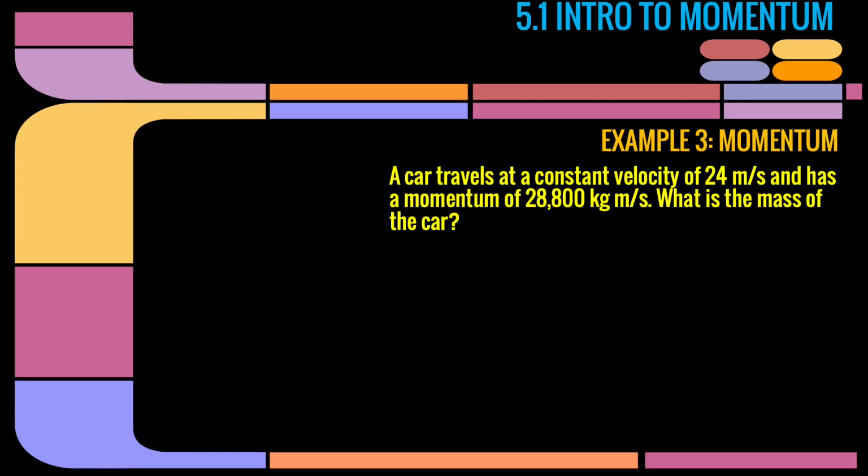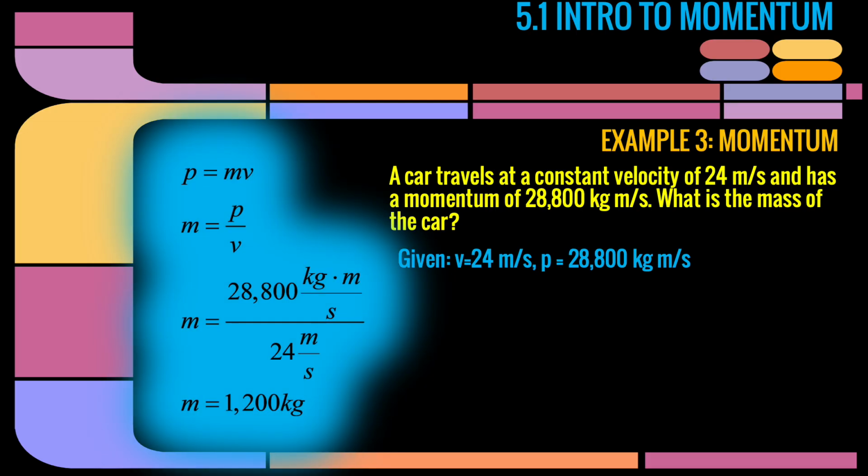Then another one, a car, given the velocity and the momentum, solving for mass on this one. So p equals mv, m equals p over v. Notice the units end up canceling out, leaving just the kilograms. So there you go. That was a pretty straightforward solving for momentum.